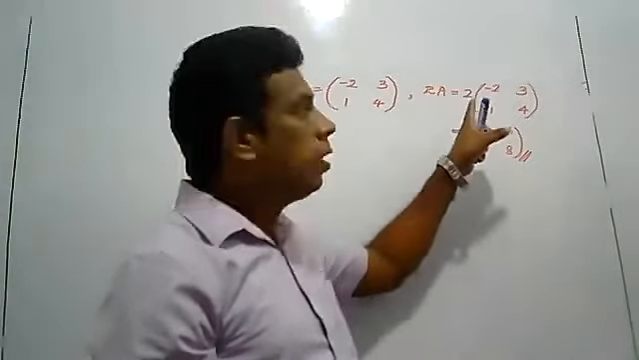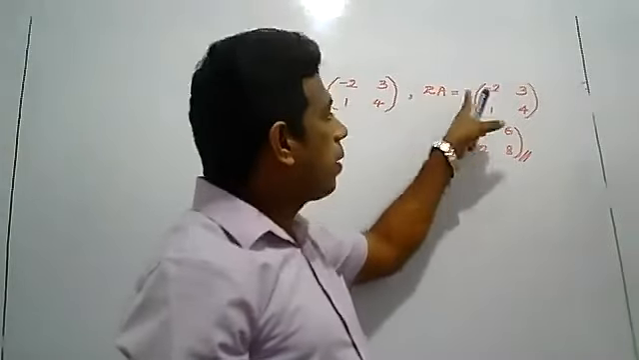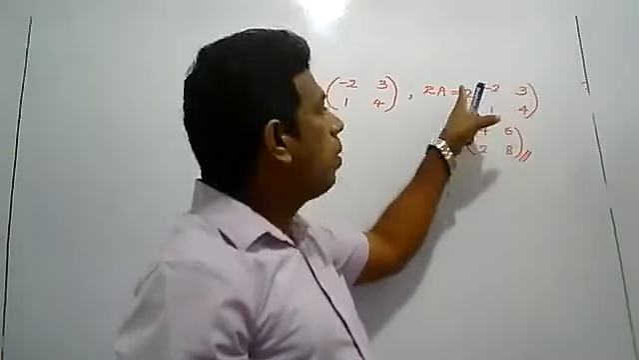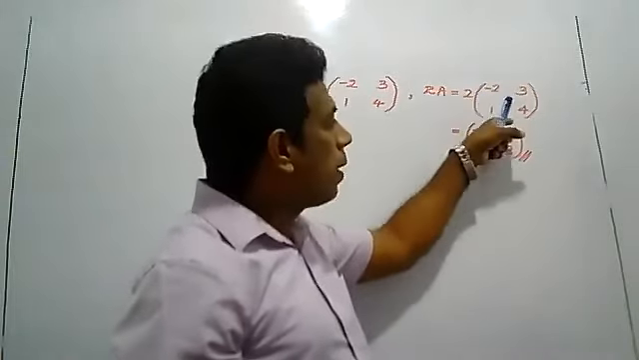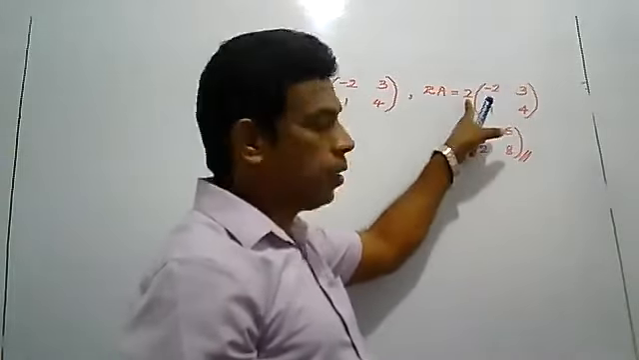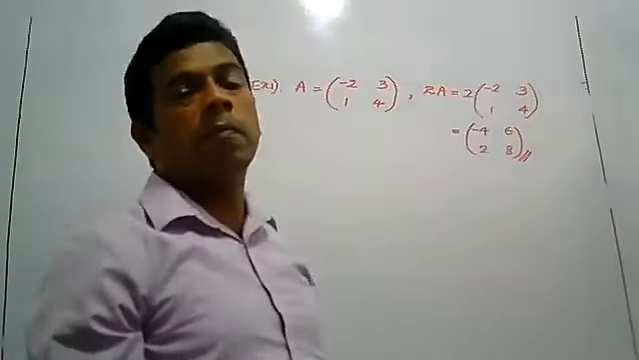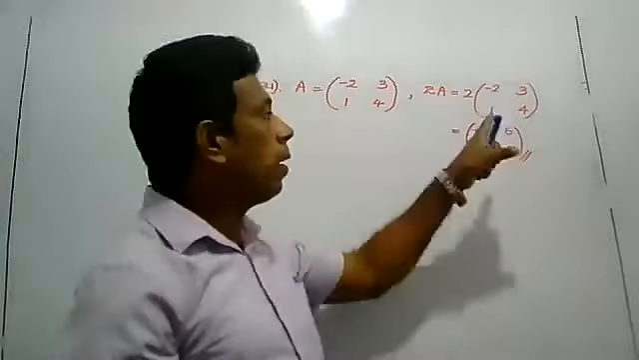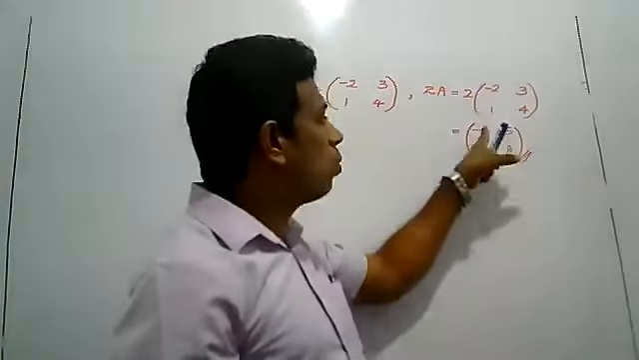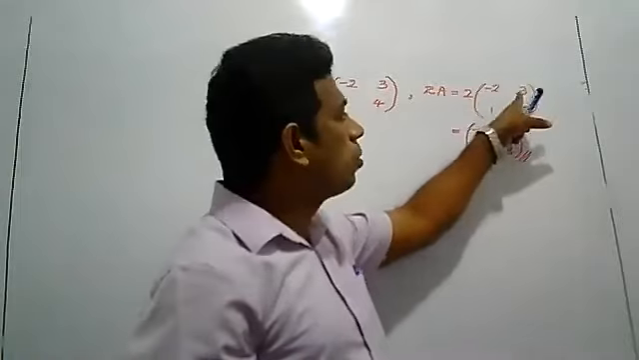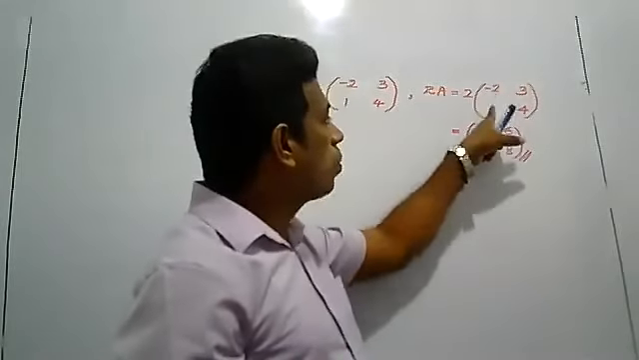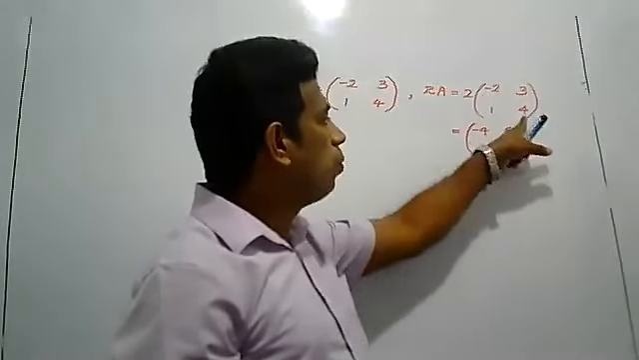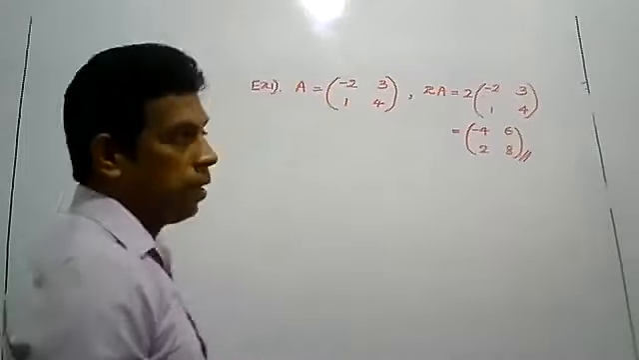Very easy to understand, right? 2A means matrix A multiplied by 2. When you multiply a given matrix by a given whole number, all the elements are multiplied. 2 into minus 2, minus 4. 2 into 3, 6. 2 into 1, 2. 2 into 4, 8. It's very easy to find.